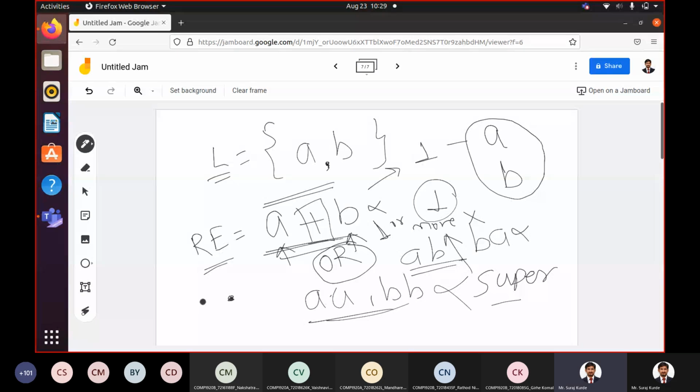Dot is always in between two alphabets, alphabet 1 and alphabet 2. It means concatenation: first alphabet followed by second alphabet, then it may be a third alphabet, a fourth alphabet, and so on. That is the representation of a regular expression.